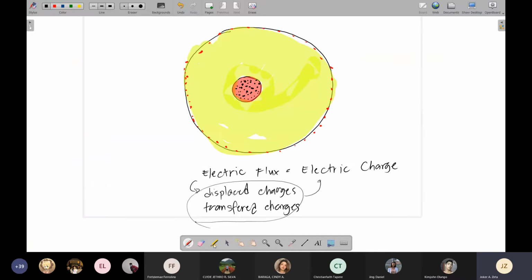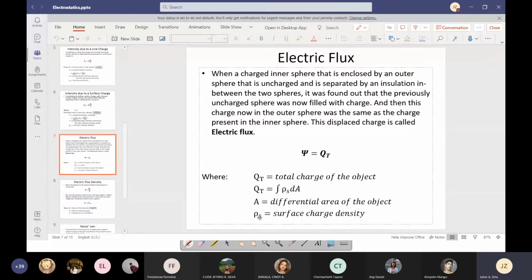Okay, let me clarify. The total charge, or the electric flux, is just equal to the integral of rho S times dA. Rho S is the surface charge density, while A is the differential area of the object. Sir, why area? Why not volume?